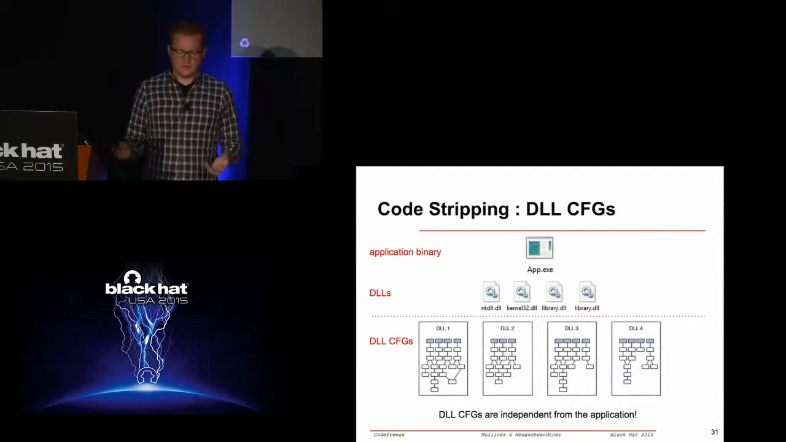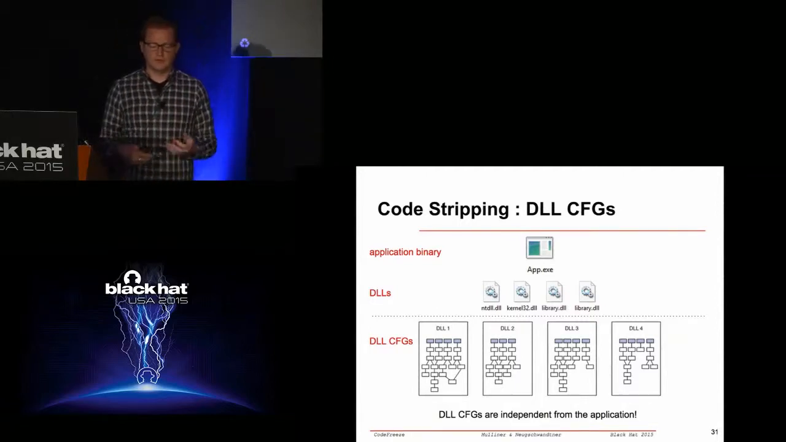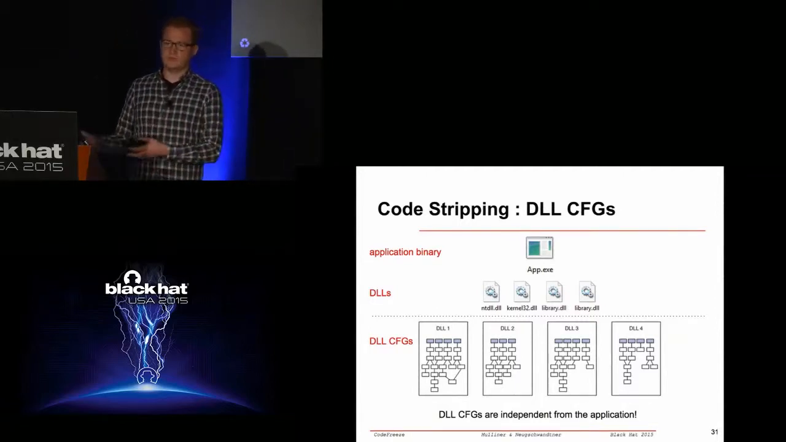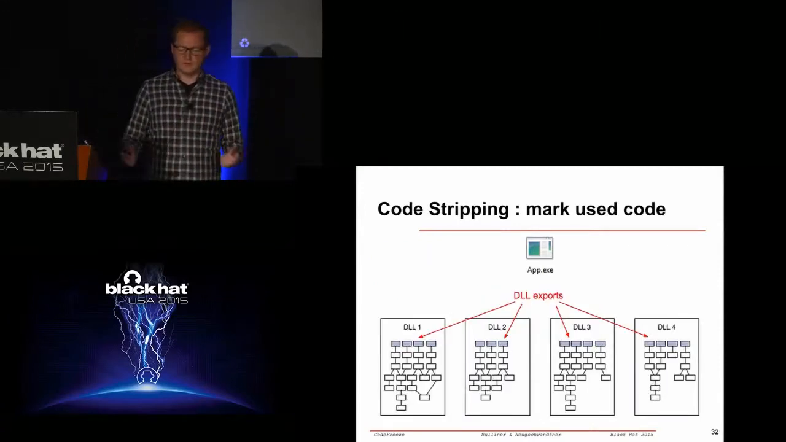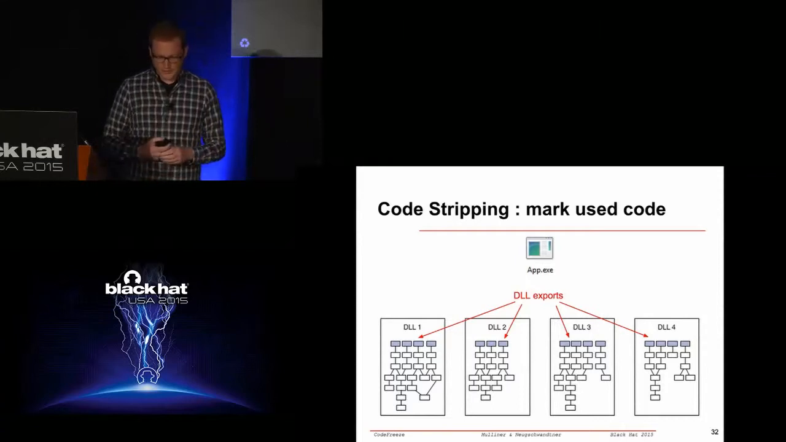And these control flow graphs for the DLLs are independent from the application. For example, we generate this for NTDLL, KERNEL32 DLL, and so forth. So this part has to be done only once.